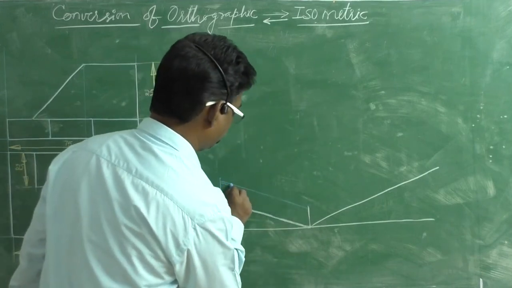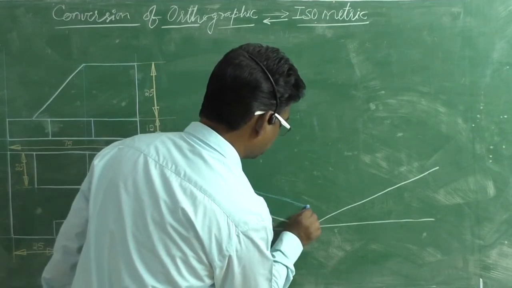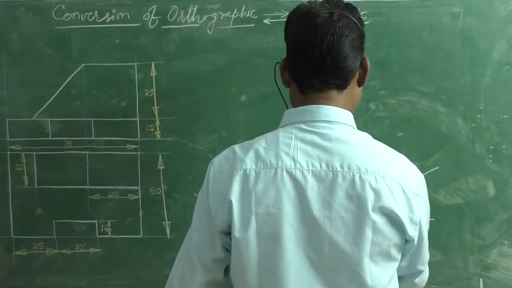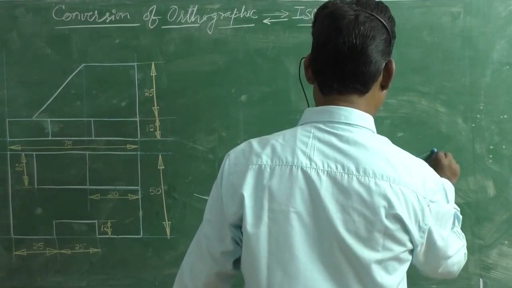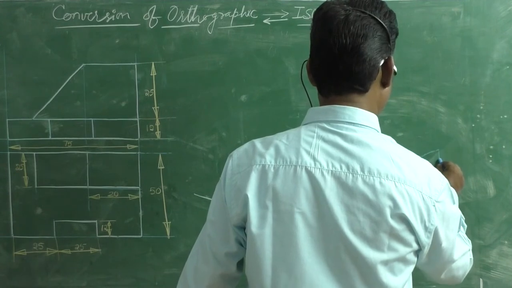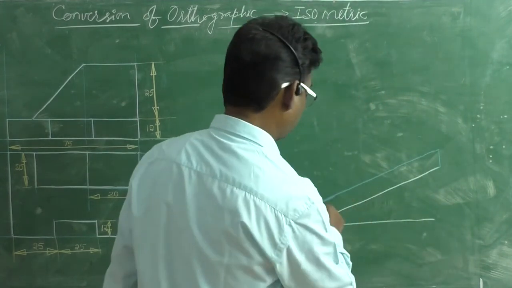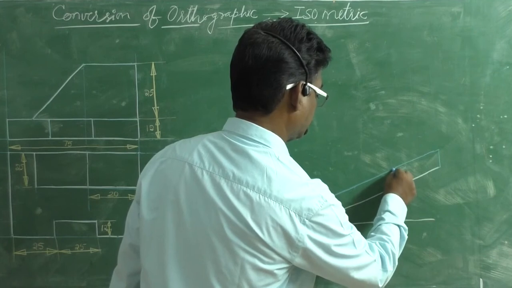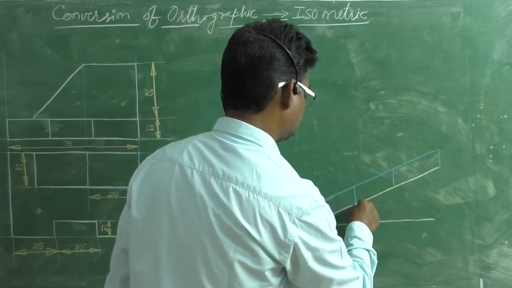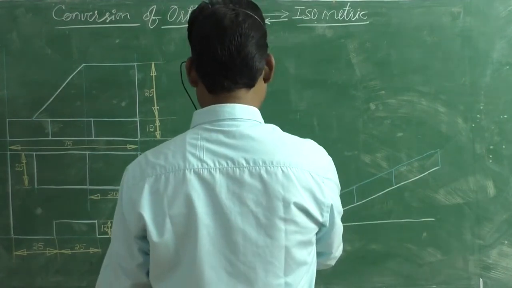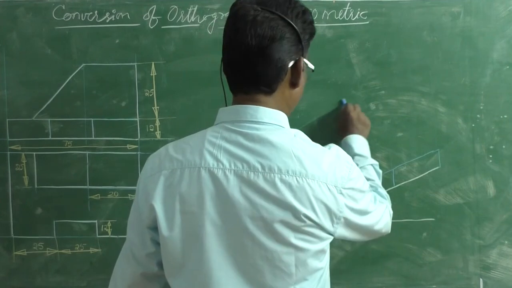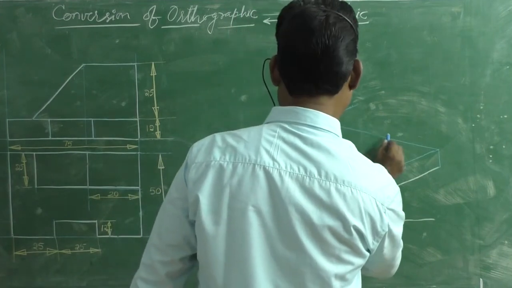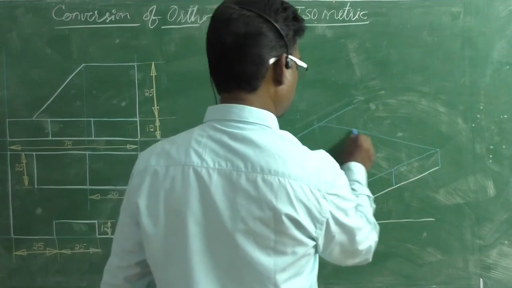Parallel line to the right side, left side axis. Next, this is 75. We draw the 75 and divide it into three parts, 25, 25, and draw the vertical lines. Now you can complete the respective rectangle. Okay, you completed like this.